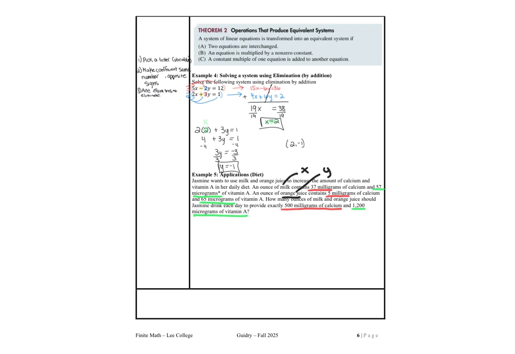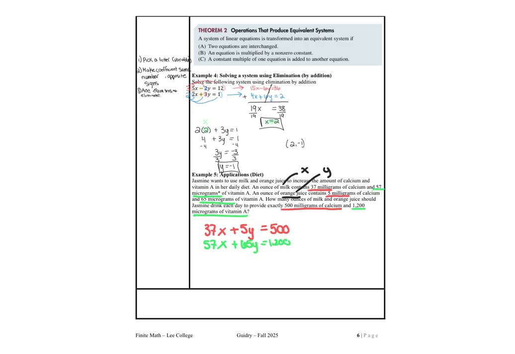So now we want to put things together that go together. If I want to talk about the calcium, it was 37 from the milk, the x, plus another 5 milligrams from the orange juice, the y, and this should total up to be 500. The micrograms of vitamin A were 57 from the milk plus 65 from the orange juice equals 1,200.